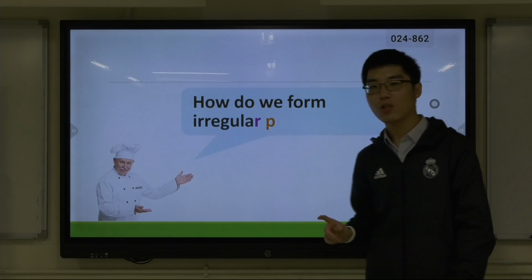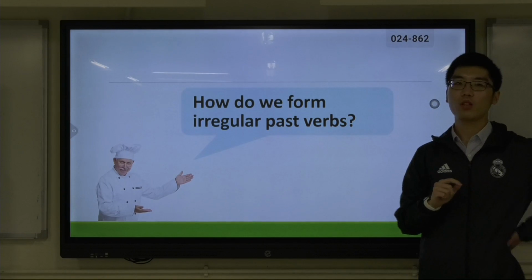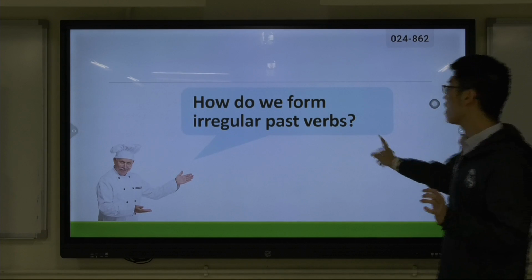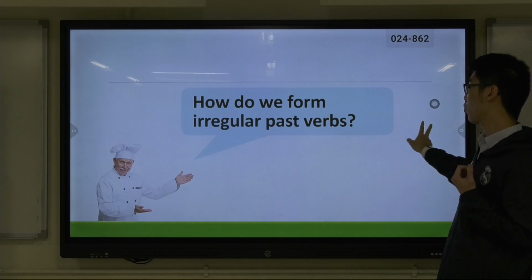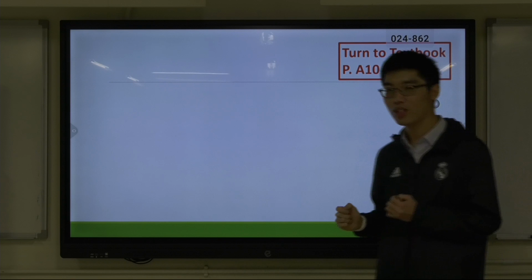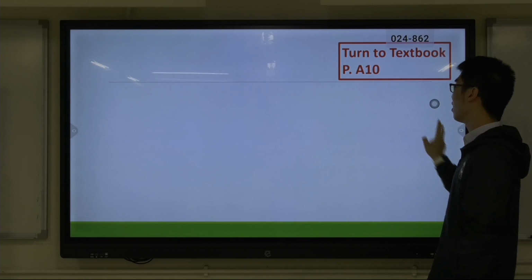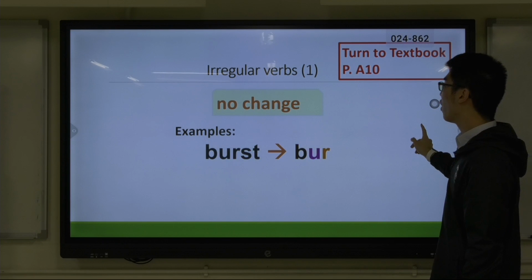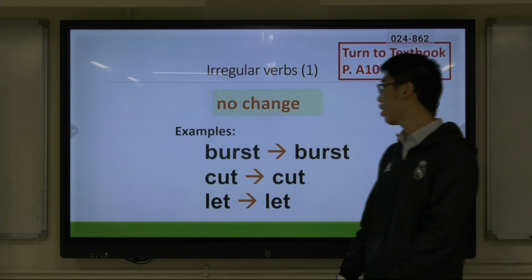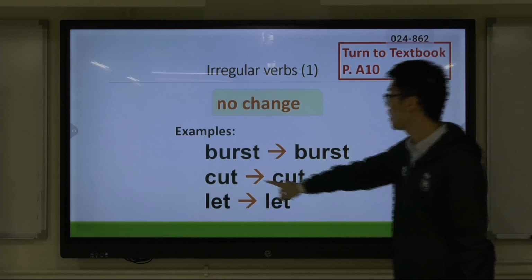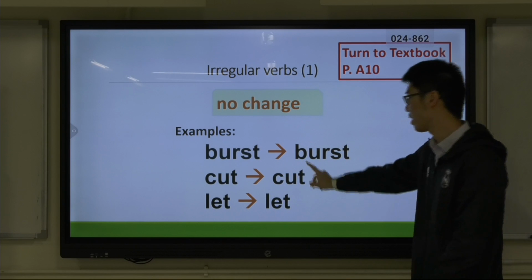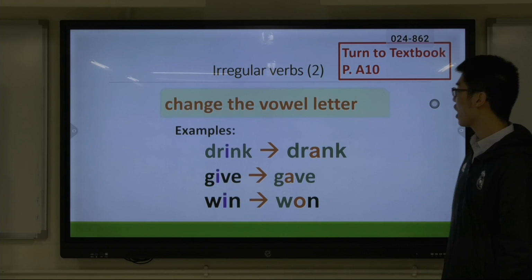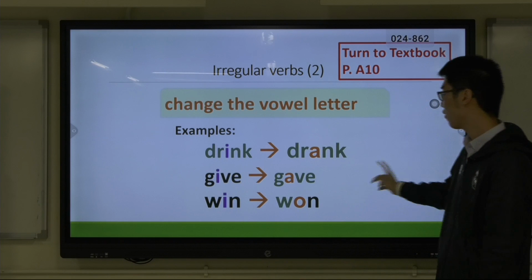And then besides adding ed, you know that for some words we need to change the whole form, or we keep the word unchanged, okay? So this we call irregular past verbs, okay? So if you have the textbook, please turn to page 810, okay? You can see an irregular verb table right here, okay? So first of all, some irregular verbs may not change. Okay, so you see cut, and then we use cut the same in past tense. Okay, and then some may need to change the vowel letters into different vowel letters.